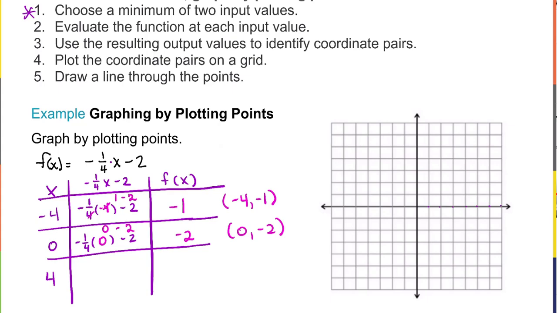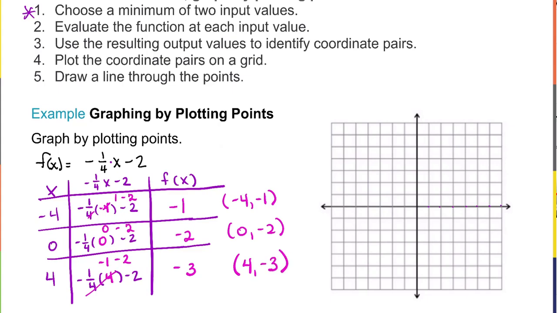Now I'm going to substitute in a third point. Again, a point that you choose. It's up to you which one you choose. You don't have to choose the same one that I did. So the fourths cancel, the fourth and the 4 cancel and leave -1 in this case, -2, and we get -3. So that's the point for -3.